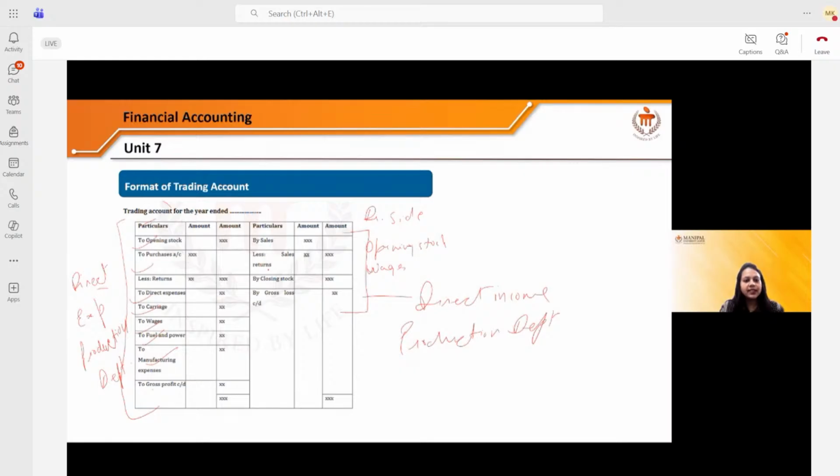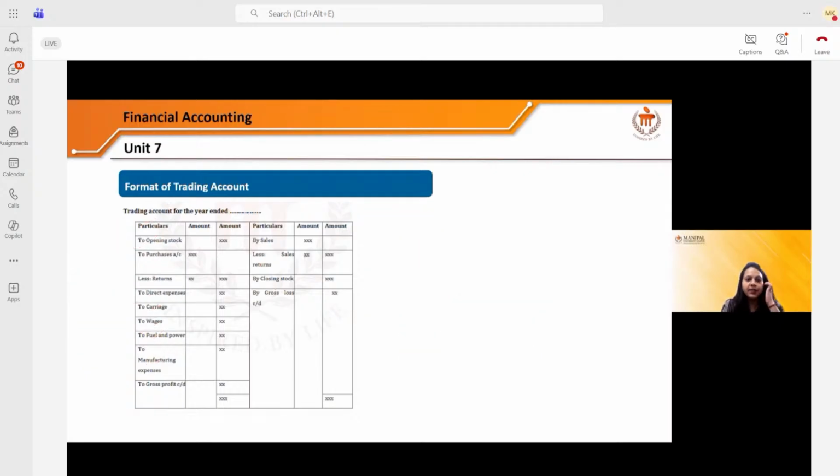So you will have to take the screenshot, or read and mug up, or understand direct expenses and direct income which are related to the production department. If you understand this terminology, then you will understand that only these items come on the debit side of the trading account, and the others come in profit and loss. Take the screenshot again because I have prepared the trading account again. Based on this format, I will solve the numericals.